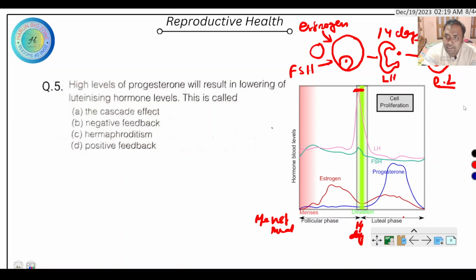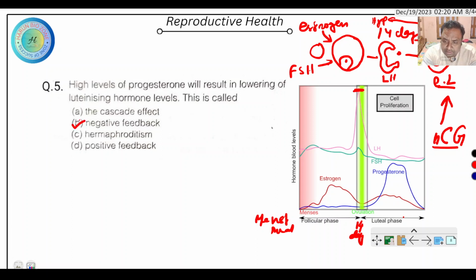This corpus luteum is maintained by human chorionic gonadotropin hormone. So when the progesterone level is high, the progesterone gives the message to the hypothalamus to decrease the release of luteinizing hormone from the anterior pituitary. This is called negative feedback effect.